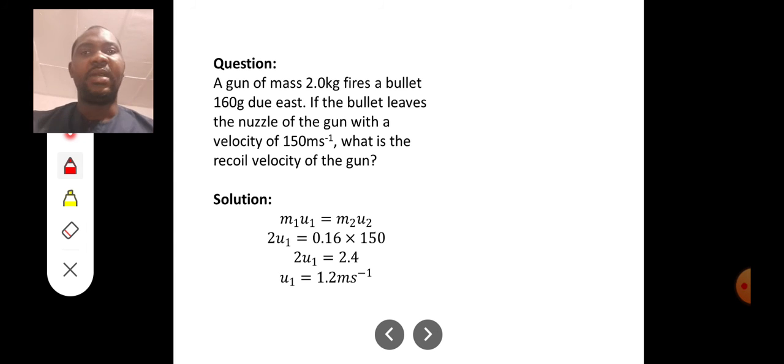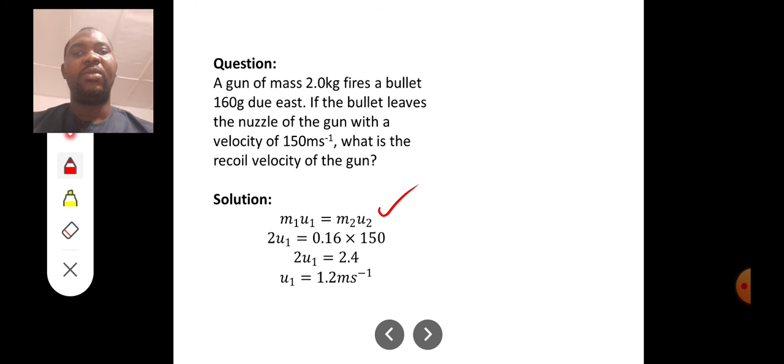A gun of mass 2.0 kilogram fires a bullet of 160 grams due east. If the bullet leaves the nozzle of the gun with a velocity of 150 meters per second, what is the recoil velocity of the gun? So whenever you're asked to calculate recoil velocity, we use this formula because the momentum of the bullet is equal to the momentum of the recoil.